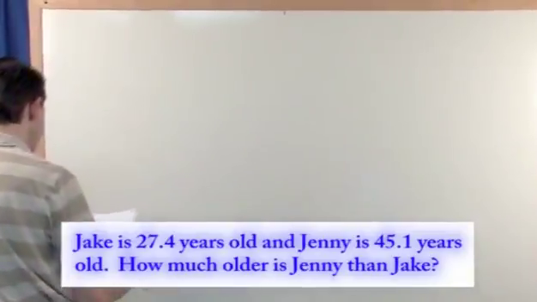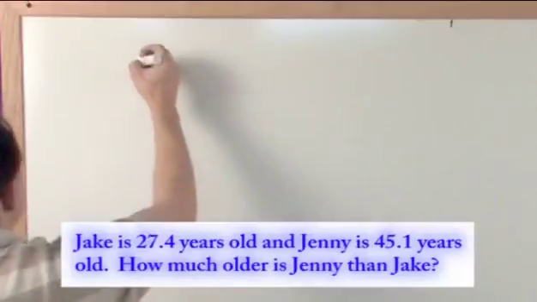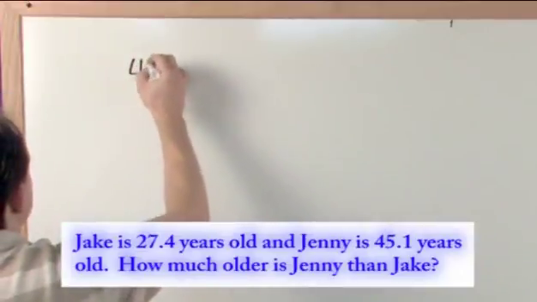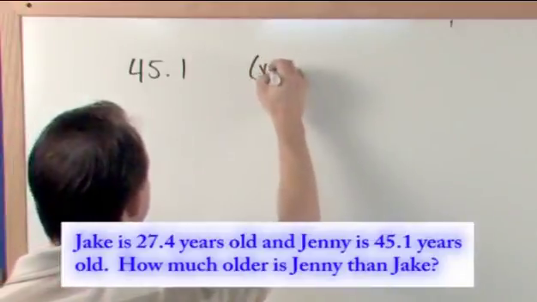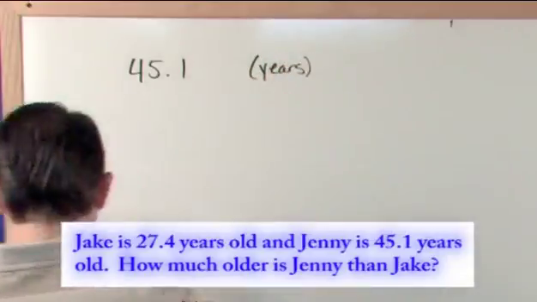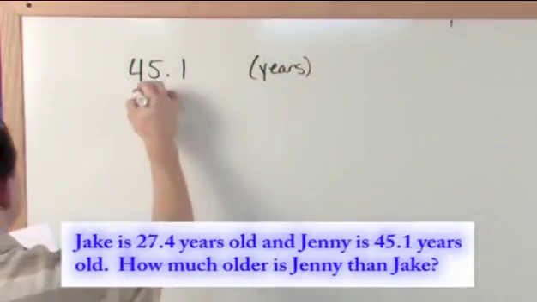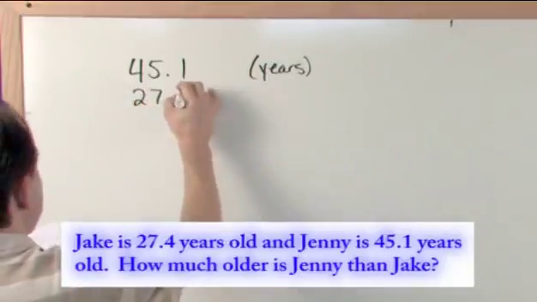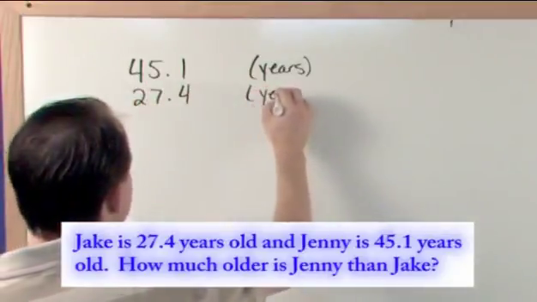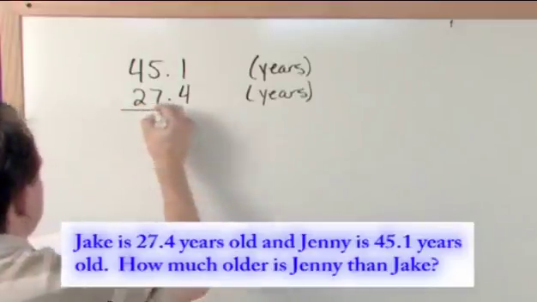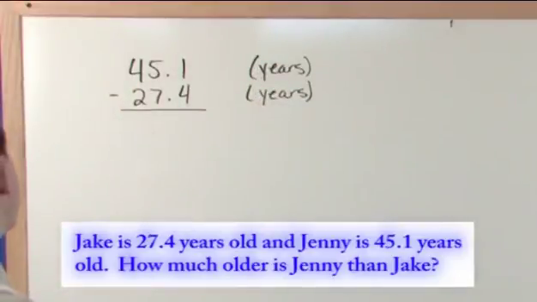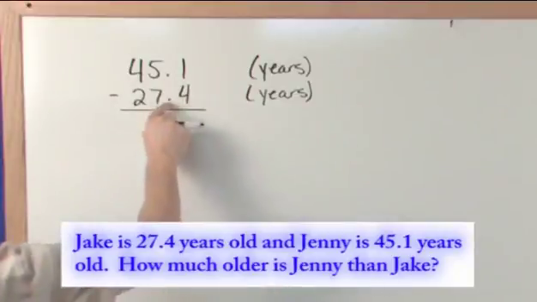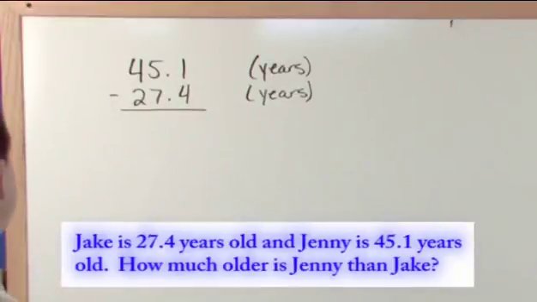Okay? So, starting with Jenny's age, 45.1, and what is it? It's years. Okay? 45.1 years minus 27.4 years. Always need to write the units down so we know what we're doing. Years minus years is going to give us years. So that's what we want. Okay? We always line the decimals on top of each other when we're subtracting and adding decimals.